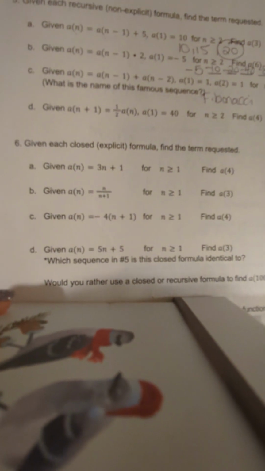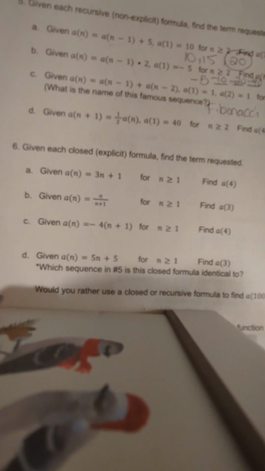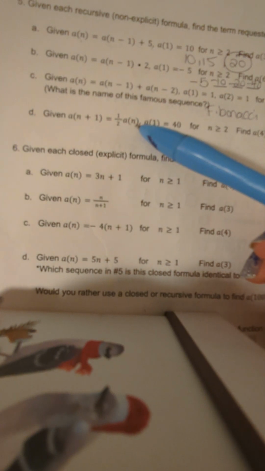All right, let's see. This last one says take half of the previous term. And so we're at 40, and we have to go to a sub 4. 2, 3, 4. So half, 20, 10. So it looks like the fourth term would be 5.